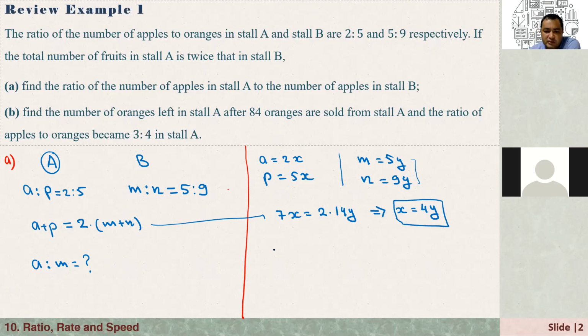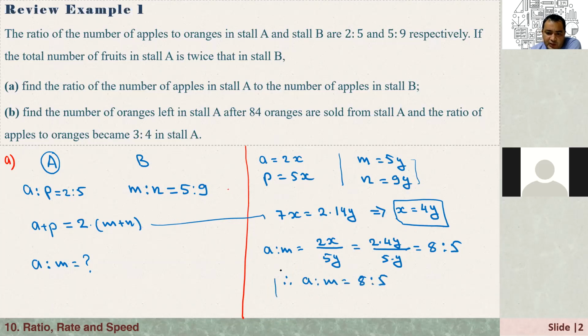What is the question here? Now I can just get what is A to M. A to M is, what is A? It is 2X over, what is M? M equals 5Y, which is equal to 2 times, what is X? X equals 4Y. Here we have 4Y over 5 times Y. Y cancels each other. That's equal to 2 times 4 is 8 to 5. So the ratio of the number of apples in stall A to the number of apples in stall B is 8 to 5. Nigar, did you understand?